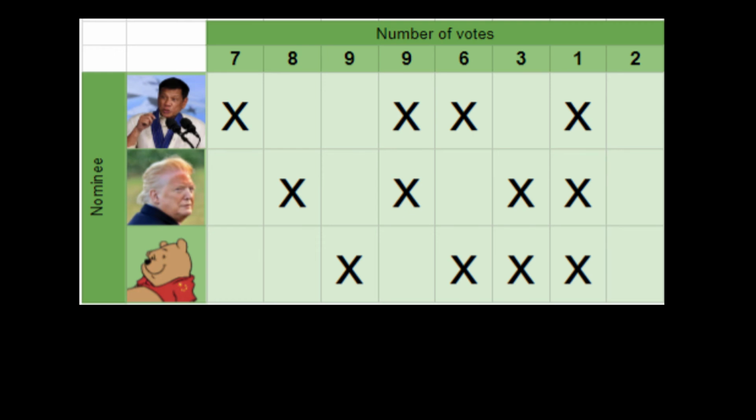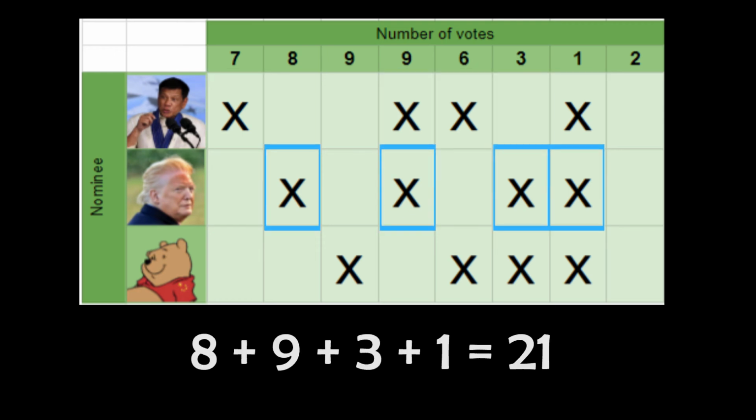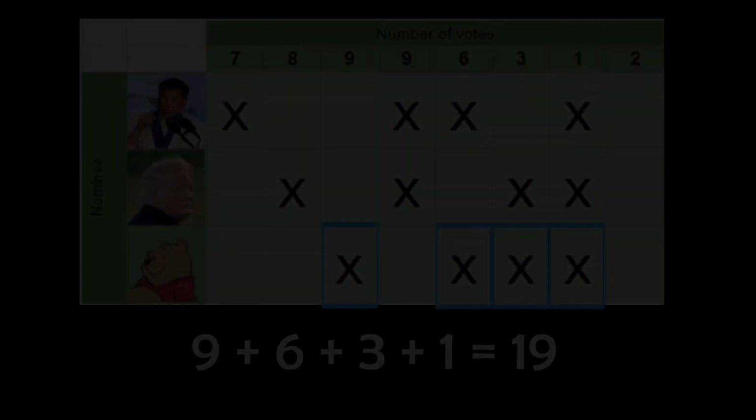Last but not least, we have the approval voting method. In this method, you really just say if you approve of the candidate or not. There is no limit if you want to approve of all, none, 1, or 2 candidates. The candidate with the most approvals wins. Duterte wins in this election with a total of 23 approvals against Trump with 21 approvals and Poo with only 19.